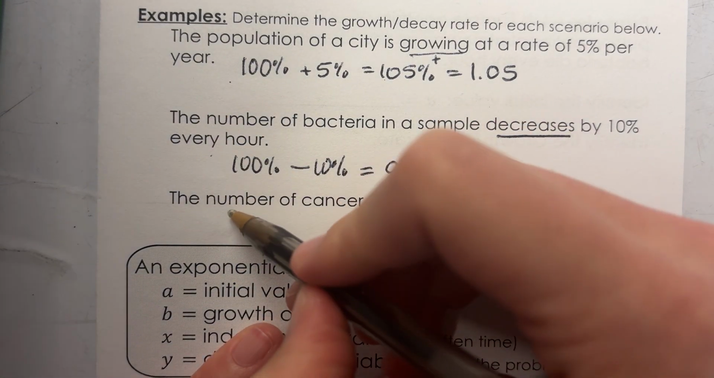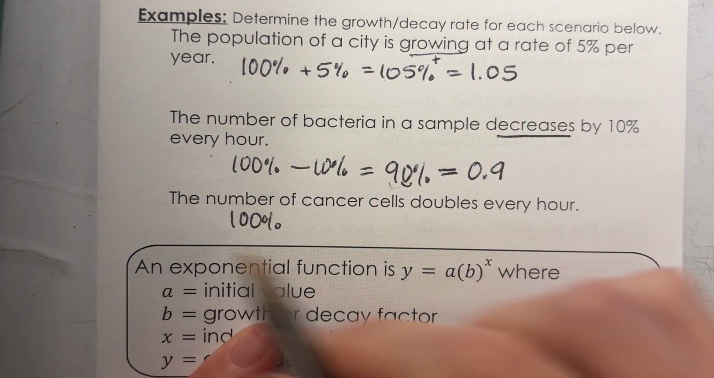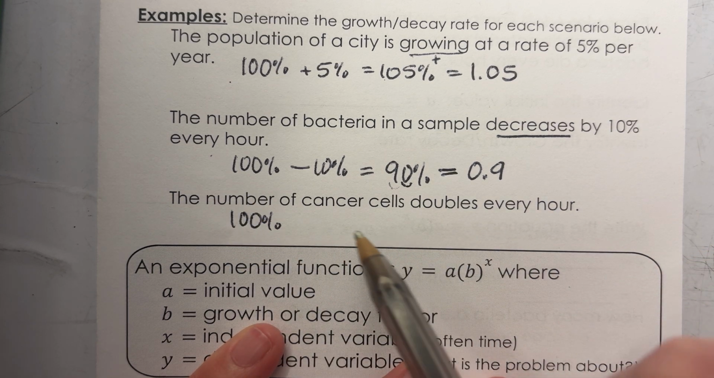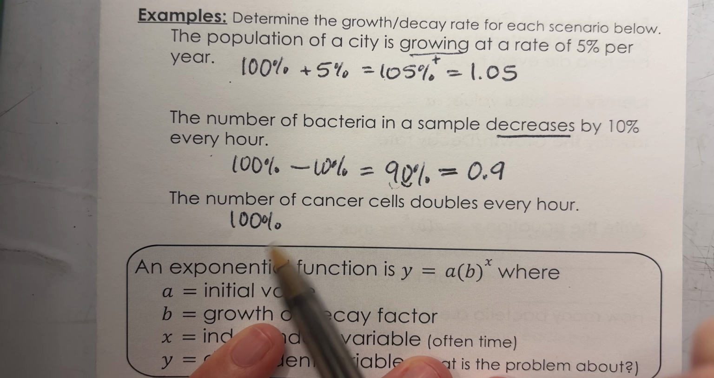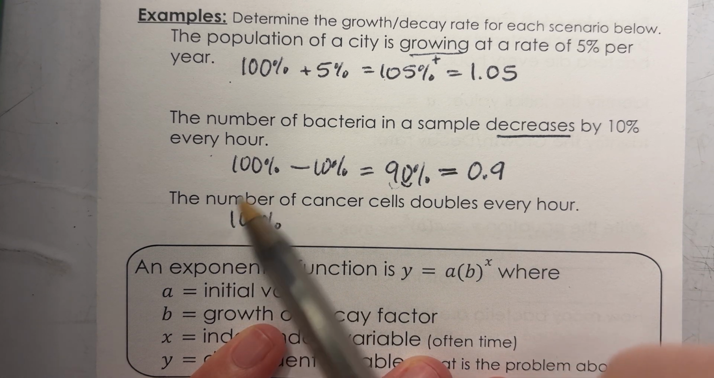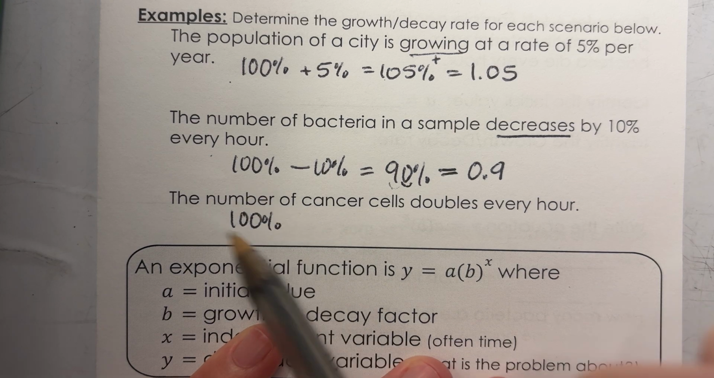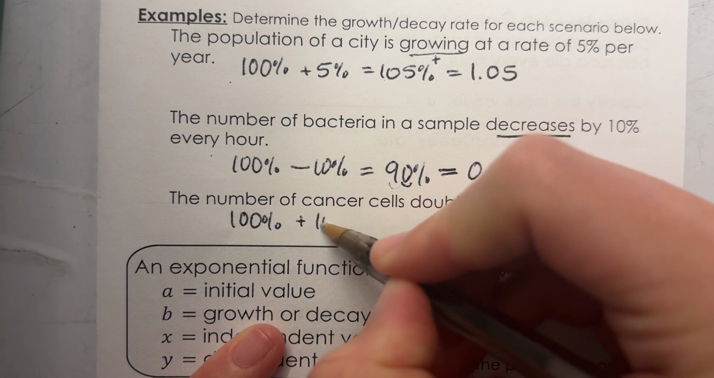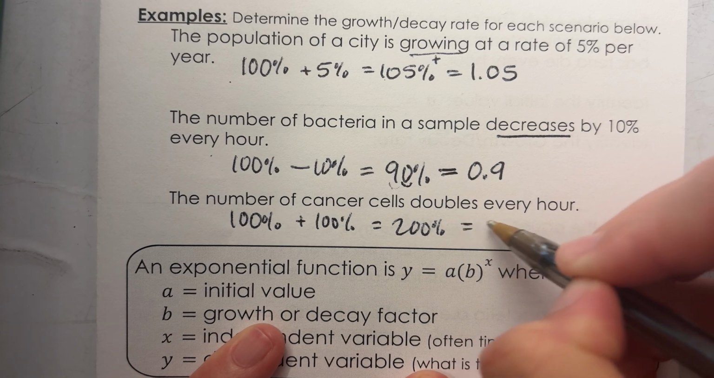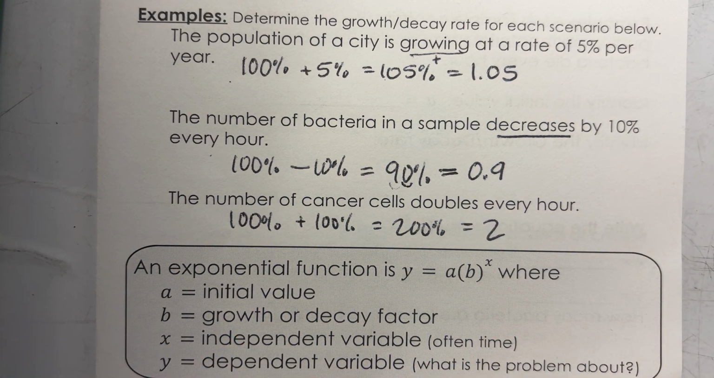This is kind of a funny case, but this is starting with 100%. It says it doubles every hour. So what that means is whatever number I have, in this case we're talking about cancer cells, it's going to double. So the next hour, I'm going to have however much I had, plus this again. It's going to be plus an extra 100%. That's the same as 200%. And when I change it to a decimal, it's the number 2.